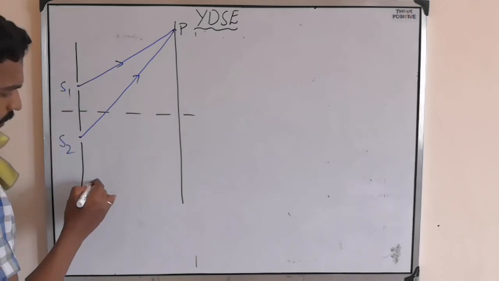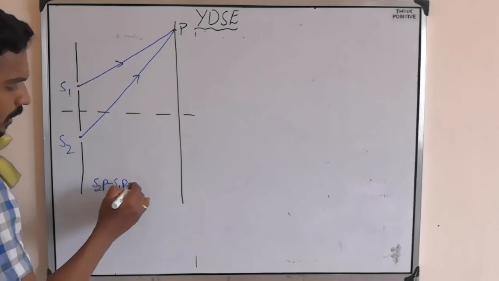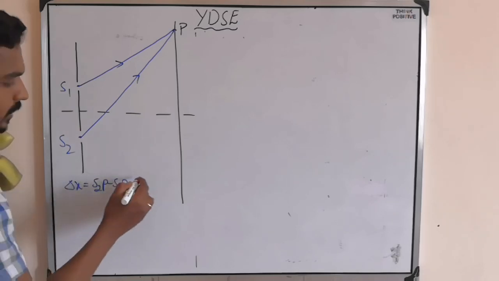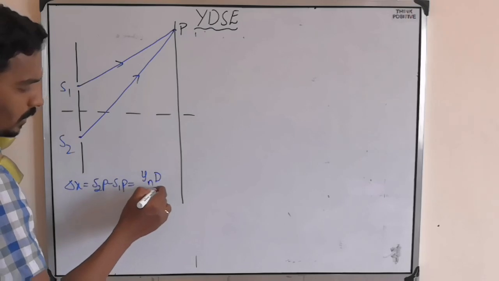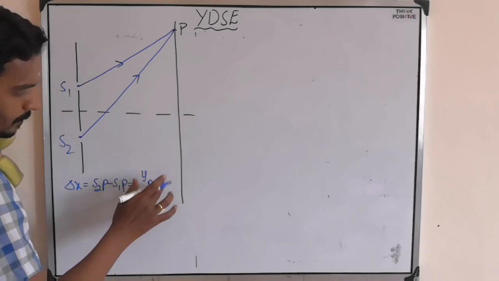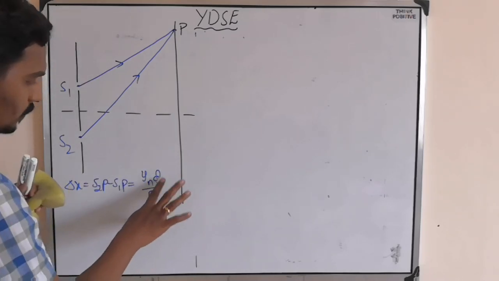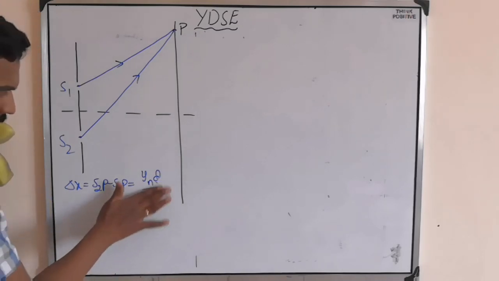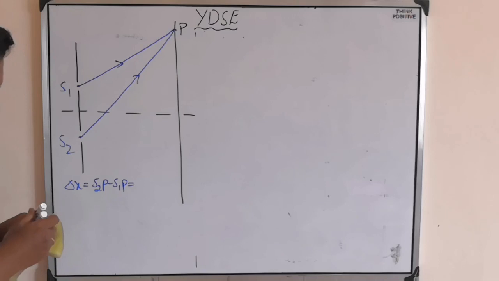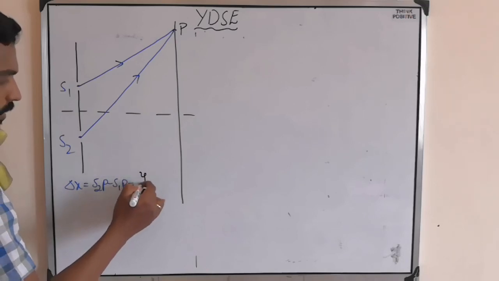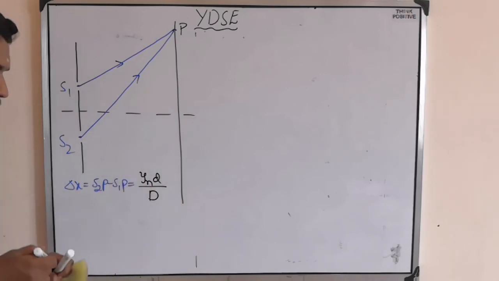Now, S2P minus S1P is the path difference delta x, and that is what we got as yn d by capital D. Sorry, yn d by D. How much did we get for delta x? S2P minus S1P. Yes, correct. yn d by D.